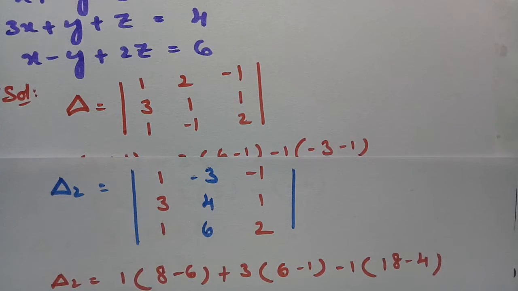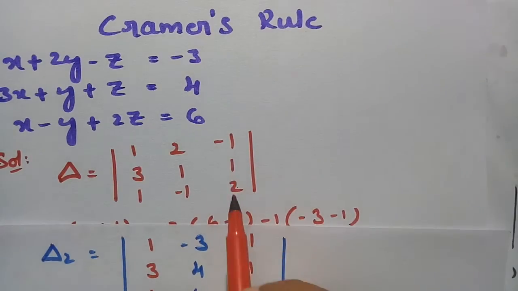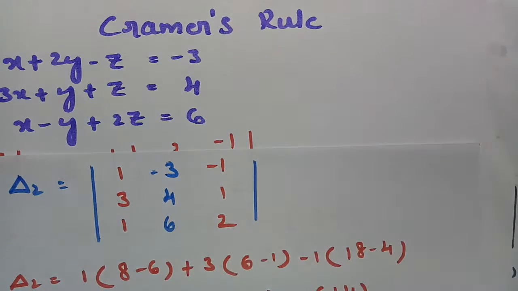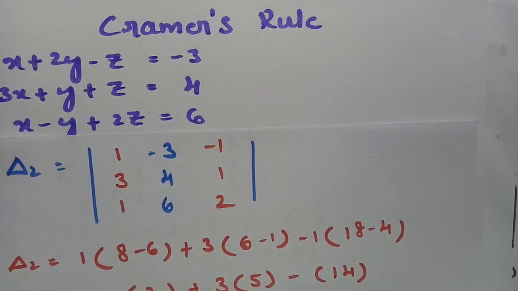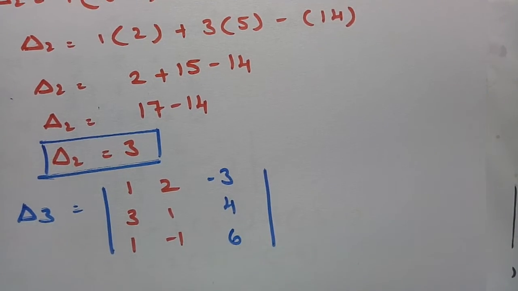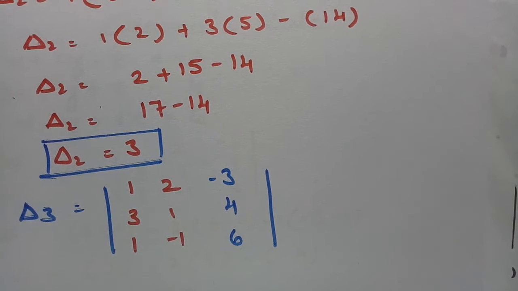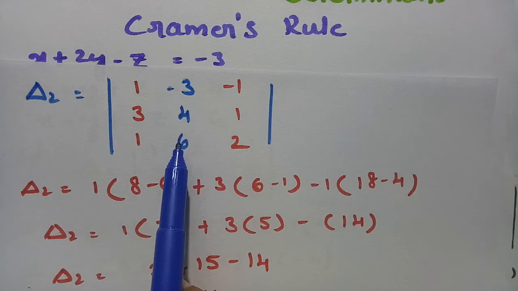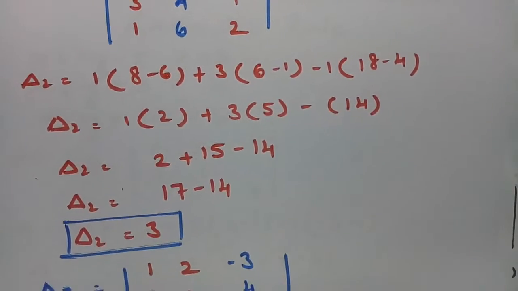See here, for delta 3, I am replacing column 3 with the constants on the right hand side of the given equations. So this is nothing but minus 3, 4, 6. See here, I am writing minus 3, 4, 6. So for delta 3, I have to replace column 3 from delta. For delta 2, I have to replace column 2 and write all the right hand side constants.